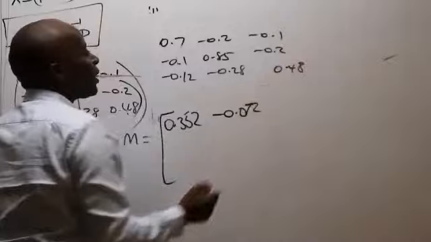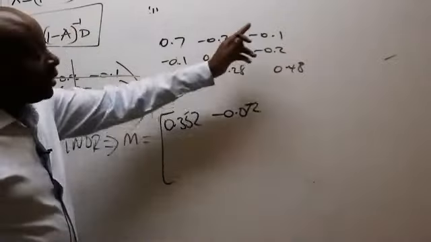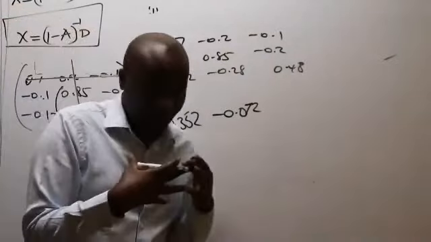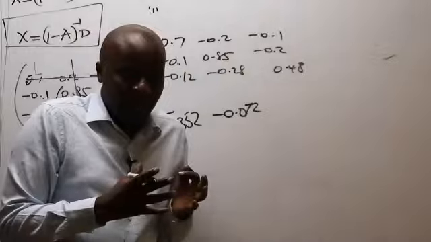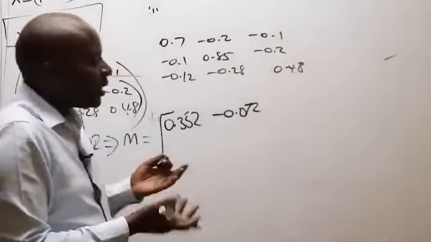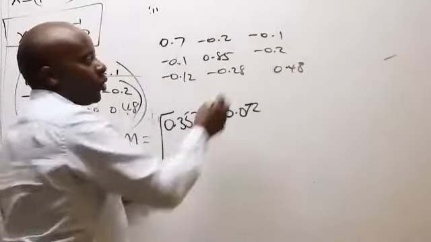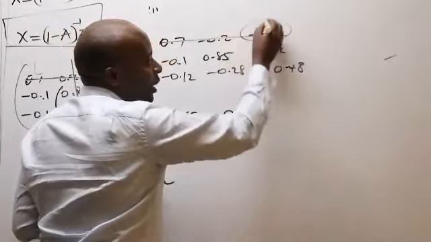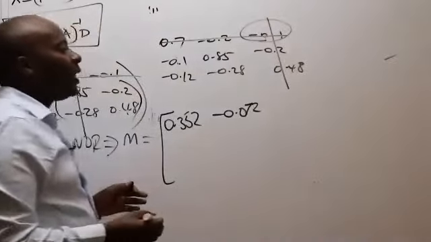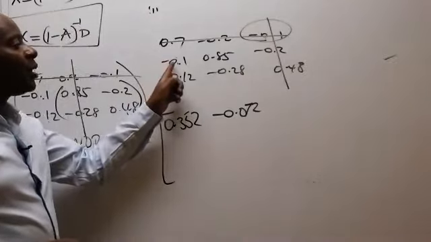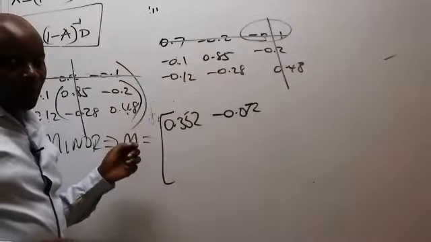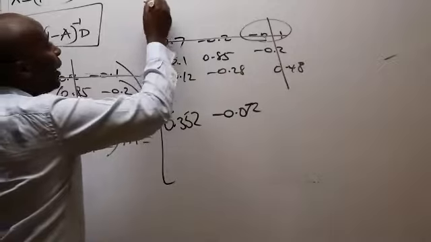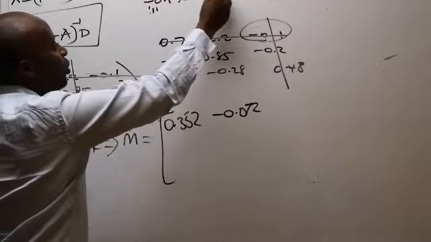So if they want us, ladies and gentlemen, to give them the minor of this kid, what I'll do is hide this kid. Kids are normally hidden. So you hide him row-wise and column-wise, and then you'll be able to see the submatrix. The submatrix left uncovered here is minus 0.1 times minus 0.28.